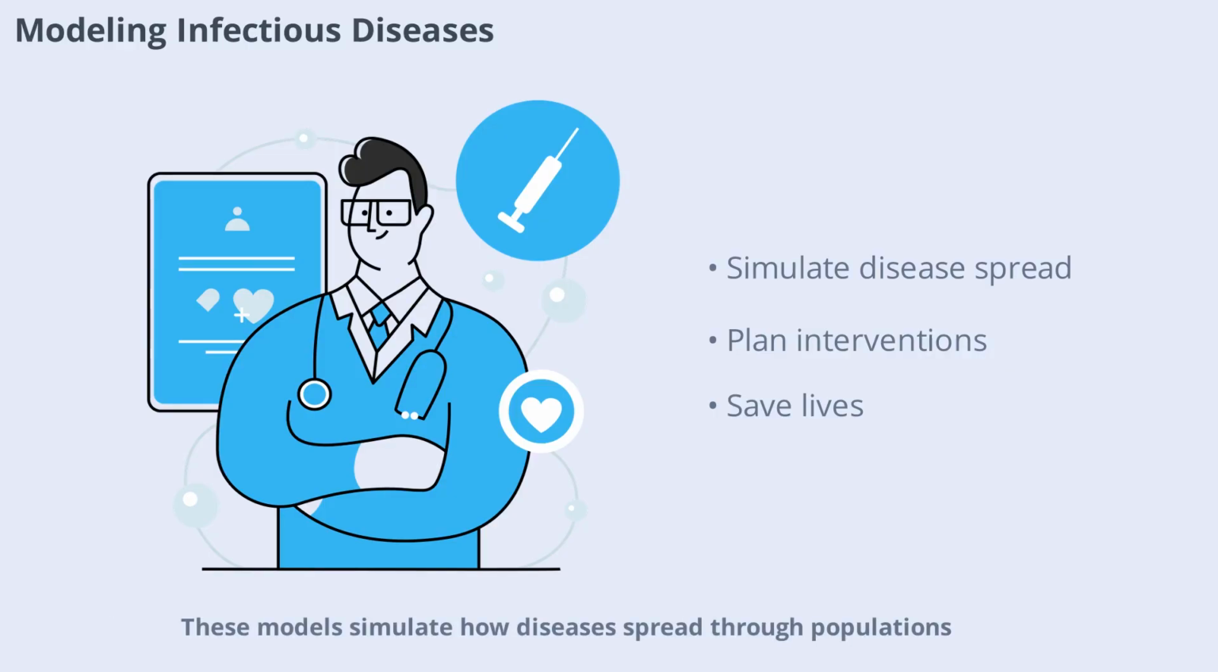Infectious disease modeling has become especially important in recent years. These models simulate how diseases spread through populations, helping public health officials plan interventions and allocate resources. By adjusting parameters like transmission rate or vaccination coverage, scientists can predict the course of an outbreak and evaluate the effectiveness of control measures. Disease modeling saves lives by informing timely and effective responses.